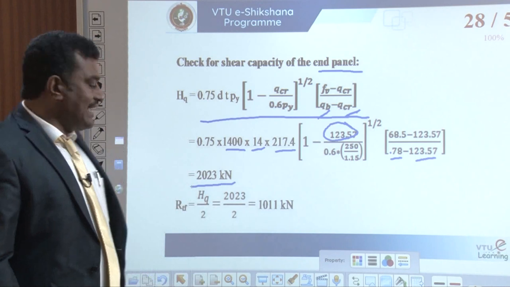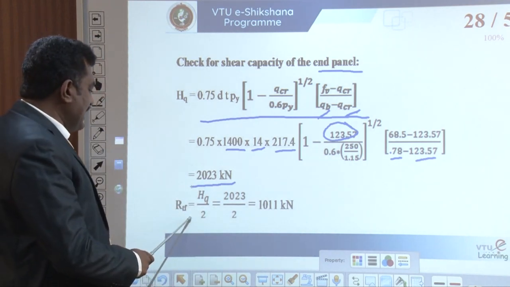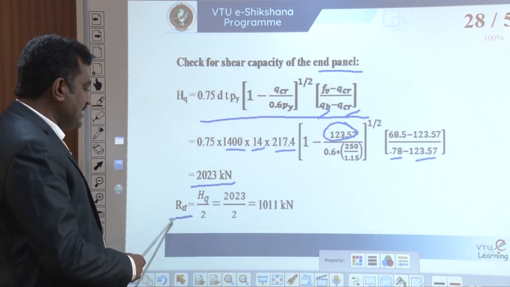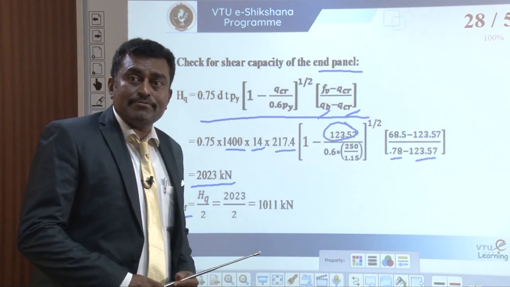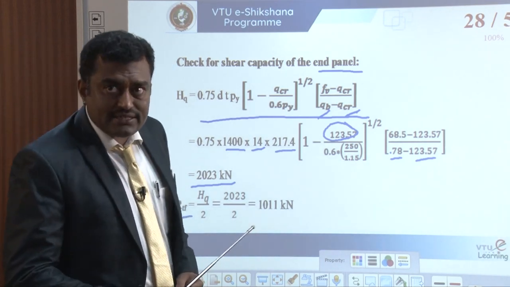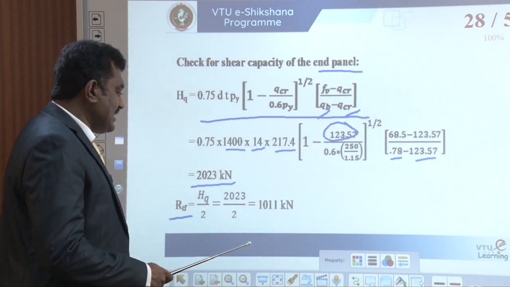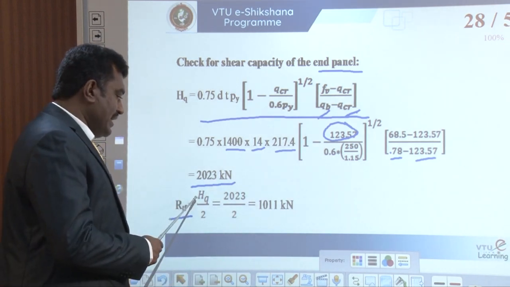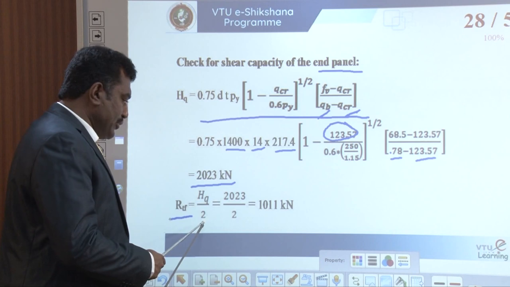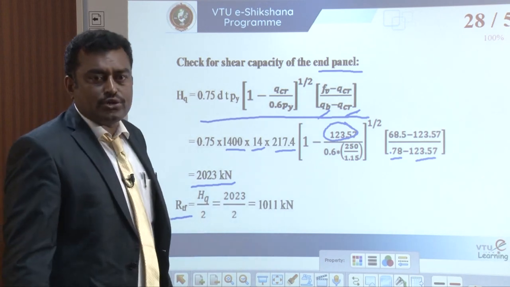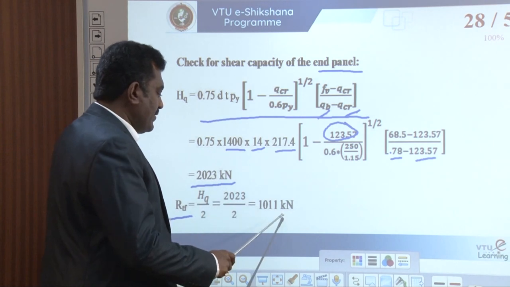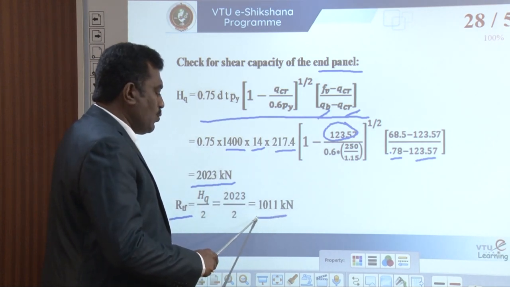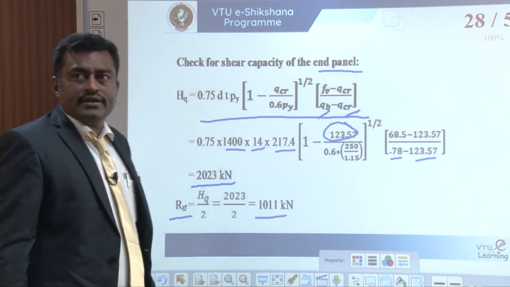Then how to calculate RTF, the shear in terms of the tension field? Since tension action is taken into consideration, it is capital HQ by 2, that is 2023 divided by 2, which is half of this, and gives 1011 kilonewton.